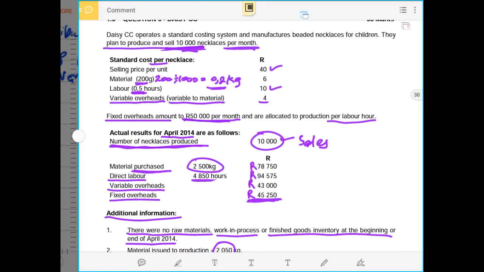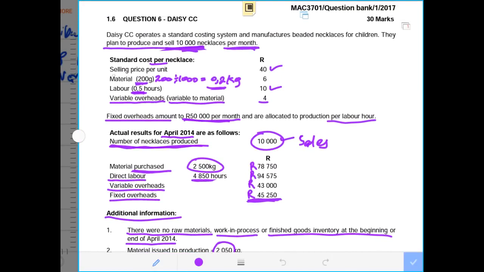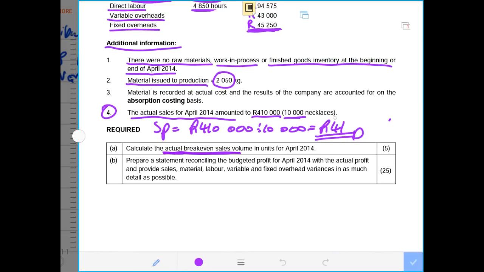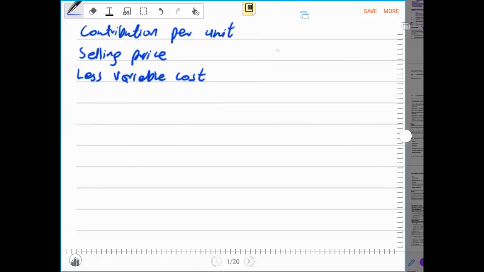Remember, just to recap and do comparison, our budgeted selling price was 40 rand, but our actual is now 41 rand. If the break-even point was budgeted, we would take the 40 rand selling price. However, the question requires us to calculate the actual break-even point. Then we have our variable cost.